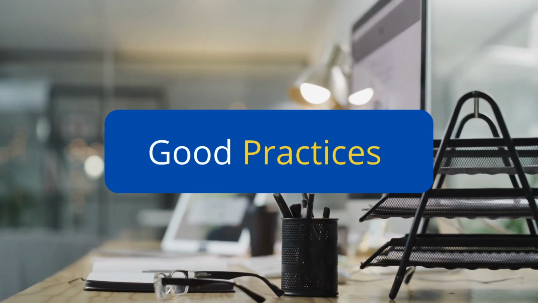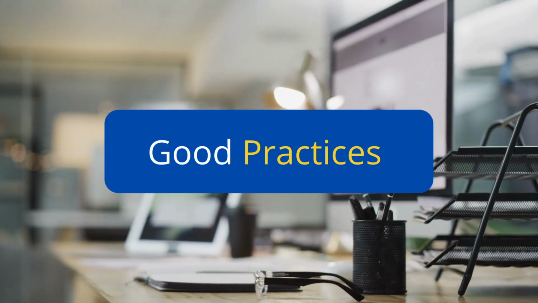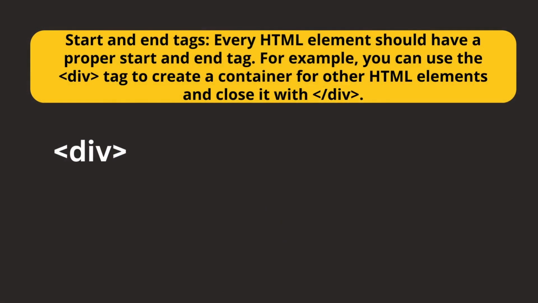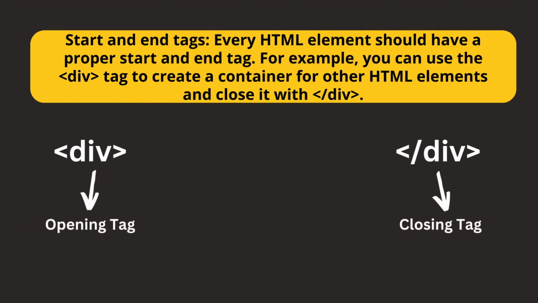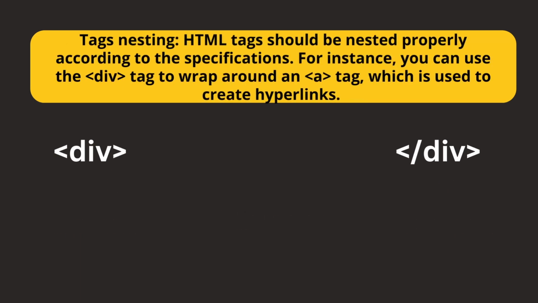Let's see a couple of good practices to follow when it comes to HTML specifications. Start and end tags. Every HTML element should have a proper start and end tag. For example, you can use the div tag to create a container for other HTML elements and close it with /div. Another example is tag nesting.